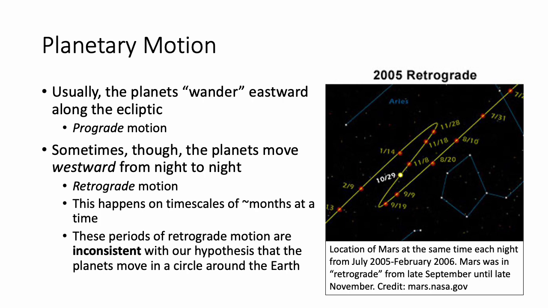So this wandering eastward from west to east is called prograde motion, and the planets do this as well along the ecliptic, but sometimes they don't do that. They move westward from night to night, so they look like they're going west to east night after night, and then all of a sudden they look like they're actually starting to move westward night after night, so from east to west, and that's called retrograde motion. And this happens on fairly large time scales, but not large enough that they're not observed. And these periods of retrograde motion really cause an inconsistency with the hypothesis that planets move in a circle around the Earth. So that means our hypothesis is falsifiable.